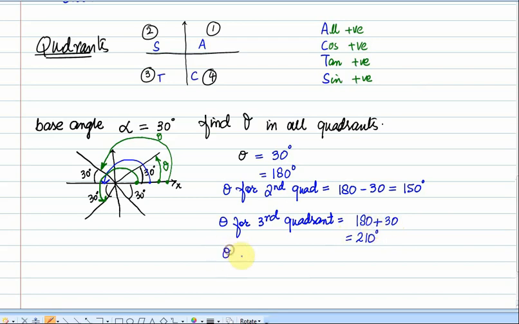Similarly, theta for the fourth quadrant.